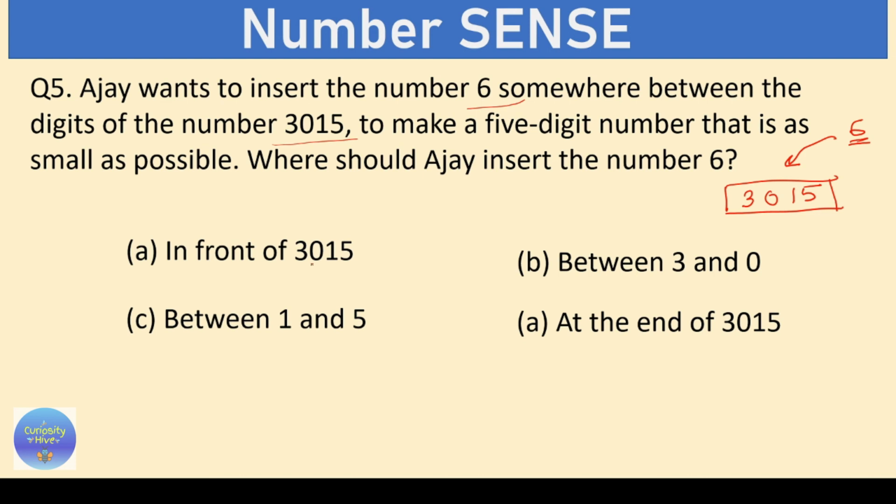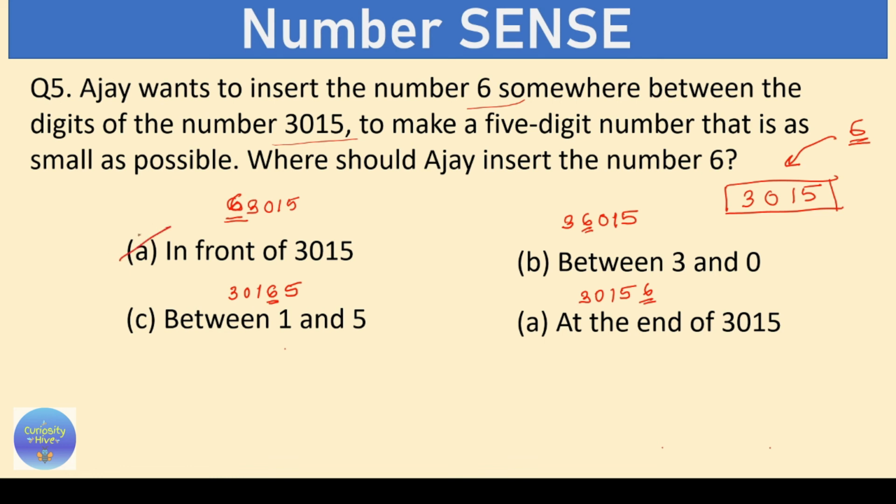Option A says in front of 3015. So, if this is 3015, if we add 6 in front of it, it becomes 63,015. Let's see if that is the smallest or not. Let's see if we add it between 1 and 5. So then it will become 30165. Here I have added 6. Here it says between 3 and 0. So it becomes 36,015. And finally at the end, so let's write it 3015 and 6. Now let's see which is the smallest number of these options.